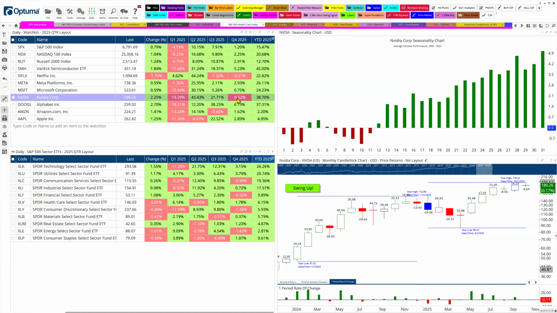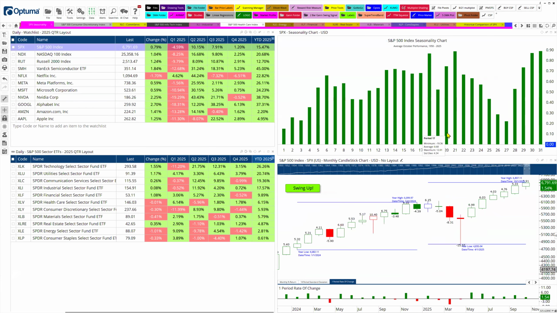Poster child, something to watch. Seasonality looks okay. We'll go stretching into it last week. Maybe it started the quarter, technically up 1.2%.